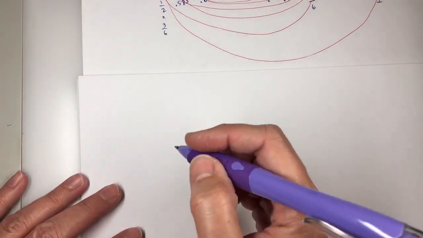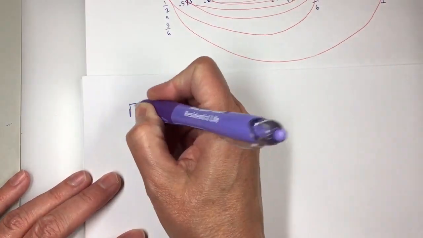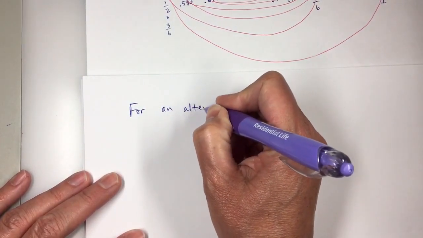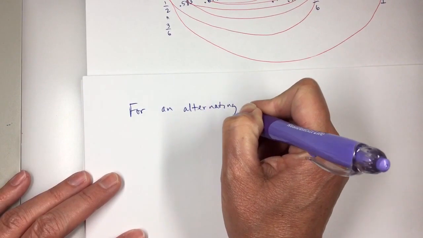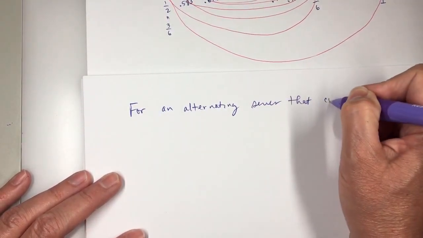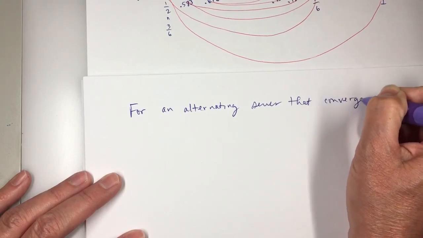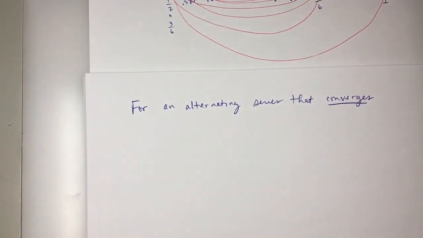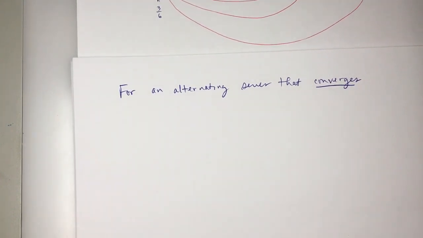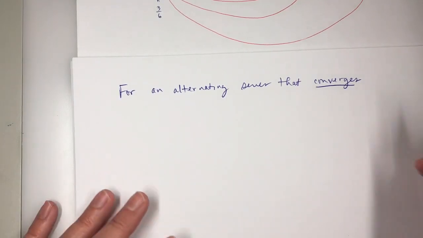A little bit about the sum. For an alternating series that converges, not just any alternating series, but one that converges, we can get a pretty good estimate of the sum.